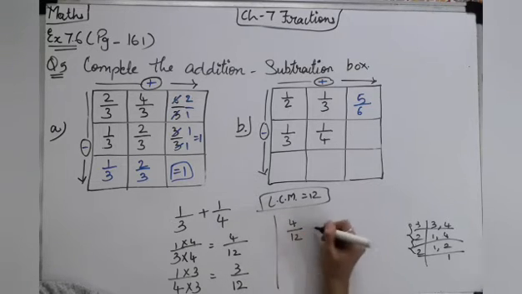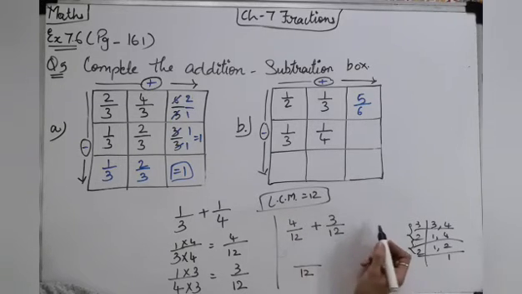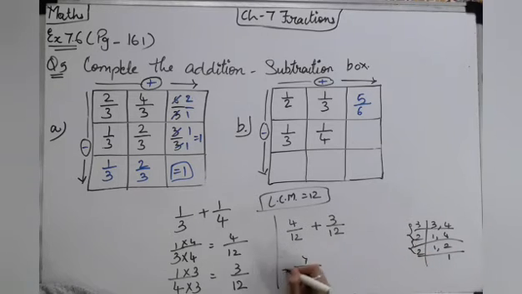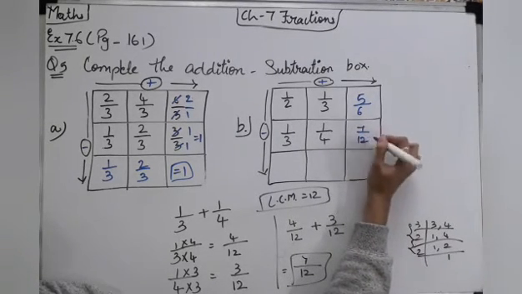4 upon 12 plus 3 upon 12. The denominators are the same, so I'll write 12 as the denominator. And 4 plus 3: 4, 5, 6, 7. 7 upon 12. Here we got the answer, 7 upon 12.